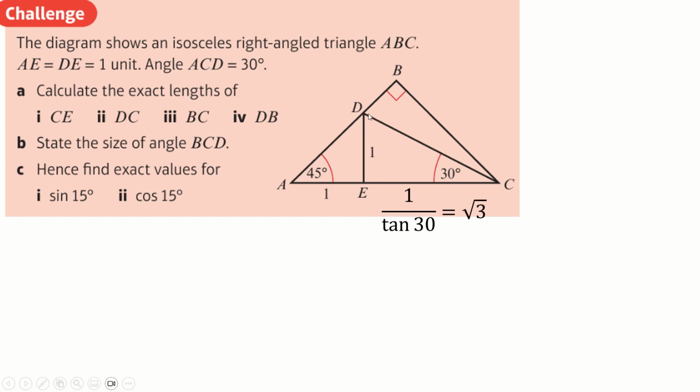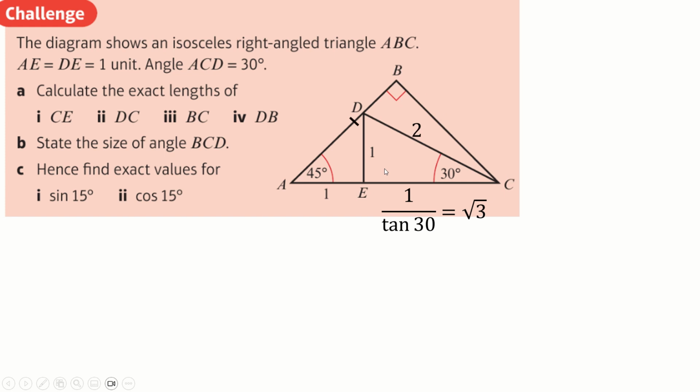DC is this length here. We can do some Pythagoras. This squared plus this squared equals this, square rooted, which is 2. And then BC is this length here. Bit more work to do here, I guess. But what I did, I think, was I just used a bit of Pythagoras at some point.